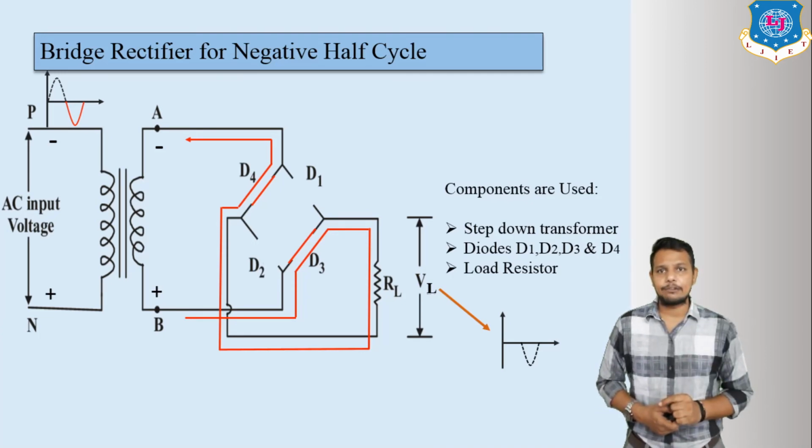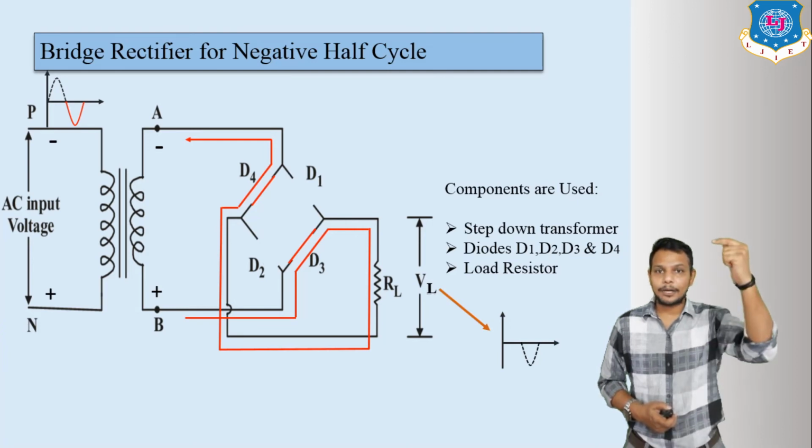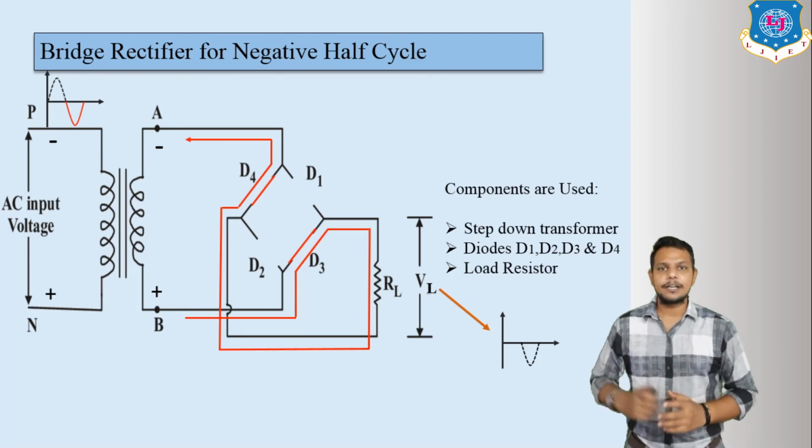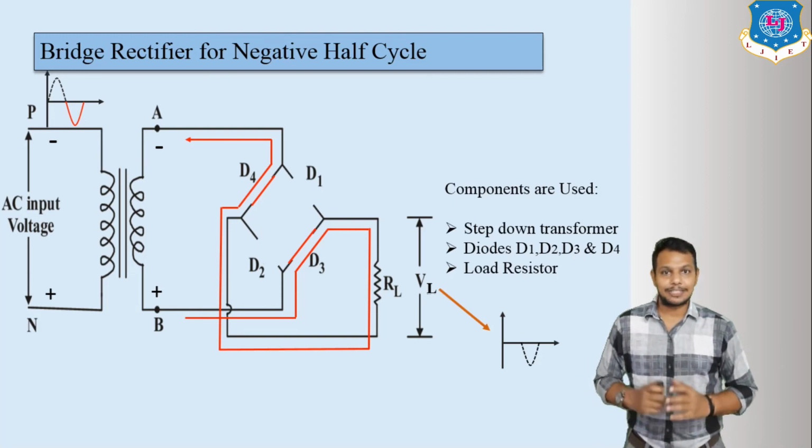If we enter the negative half cycle, we measure our output across the load resistance RL. Current flows from plus to minus, that means from the upper to the lower side. This is the same manner as we discussed in the positive half cycle. That's why our output will be positive.